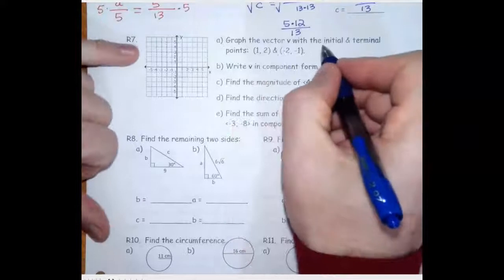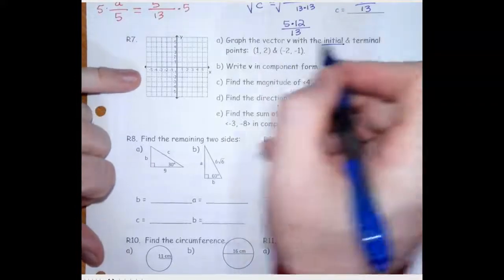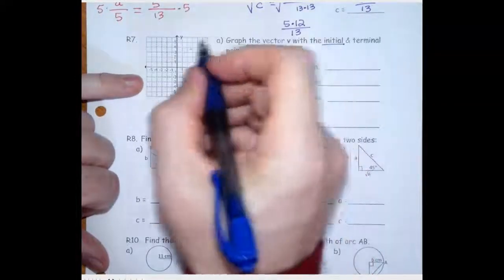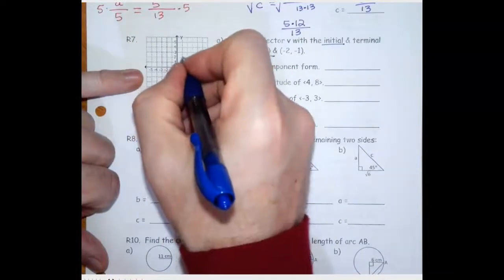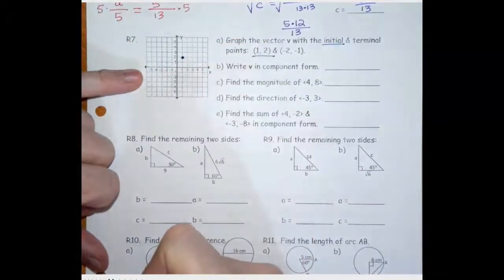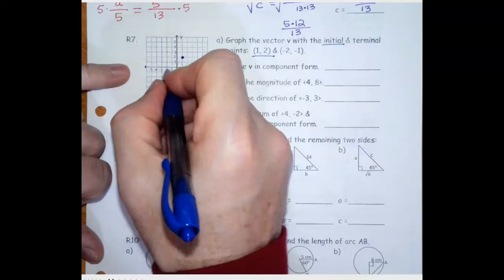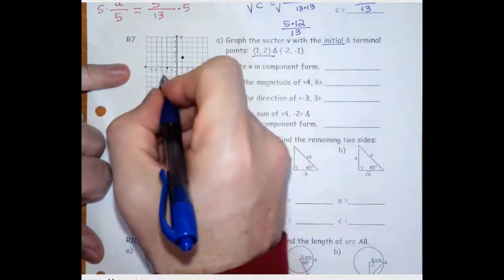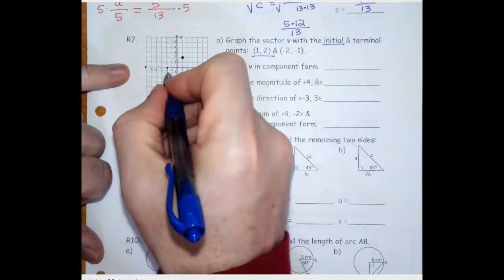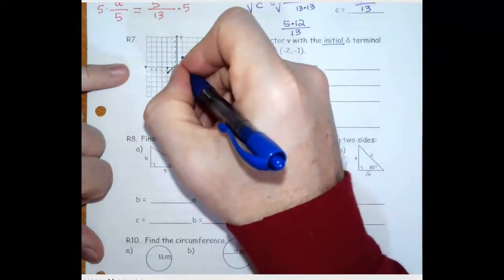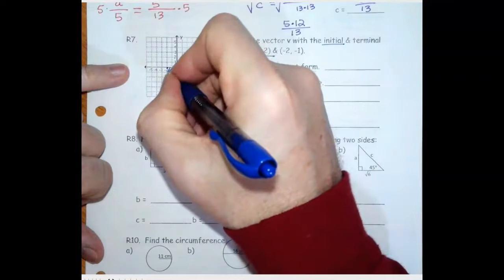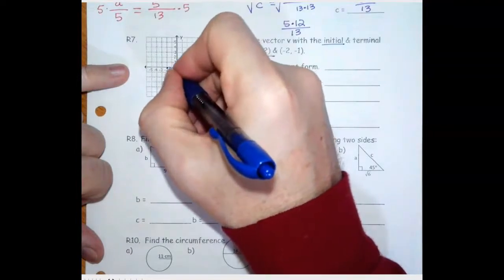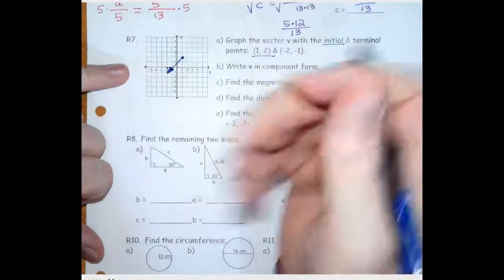Okay, so the initial, remember your initials are the beginning letters of your name, so the initial point is the beginning point. So that's 1, 2, so that's up here. And then it says the terminal point is negative 2, negative, whoa, just kidding, negative 2, negative 1 would actually be down here. So the vector should have an arrow on it. A vector, remember, has magnitude and direction.